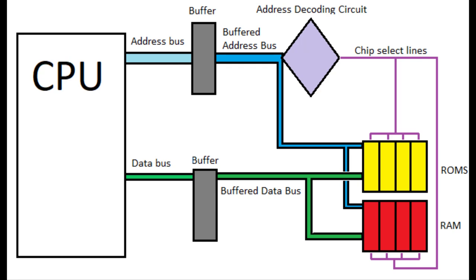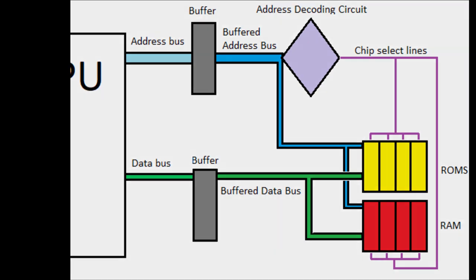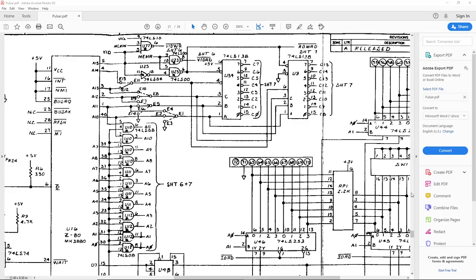So we need to look at the schematics and determine when the ROM should be active. Here are the schematics for the dual VIC game board, and here's our CPU. What we see here is a signal called ROM read, or not ROM read.